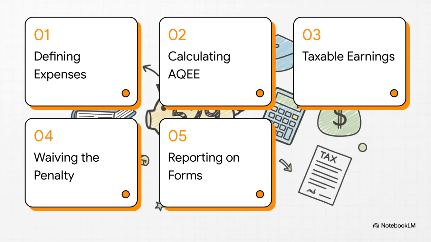Okay, so here's how we're going to tackle this. First, we'll look at the root of the problem, the conflict in the tax code itself. Then we'll see what actually triggers this whole event. After that, we'll get into the numbers and calculate the financial hit. Then, and this is the good part, we'll cover the critical exception that saves you from a penalty. And finally, we'll walk through exactly how to report everything so you're totally compliant with the IRS.